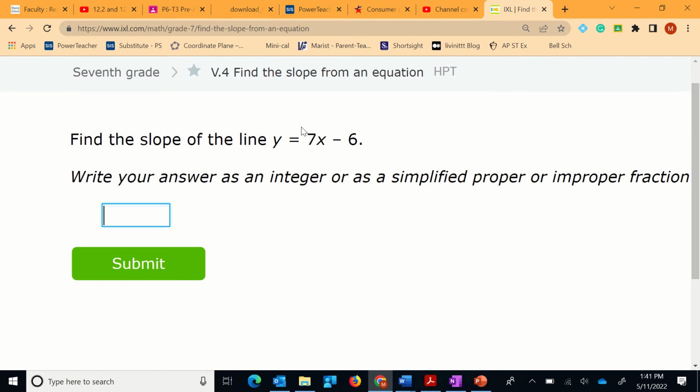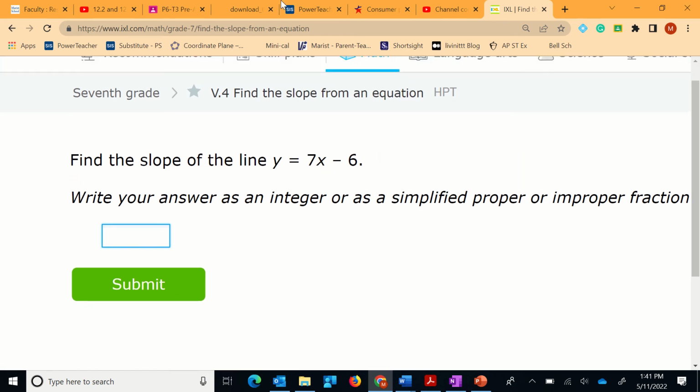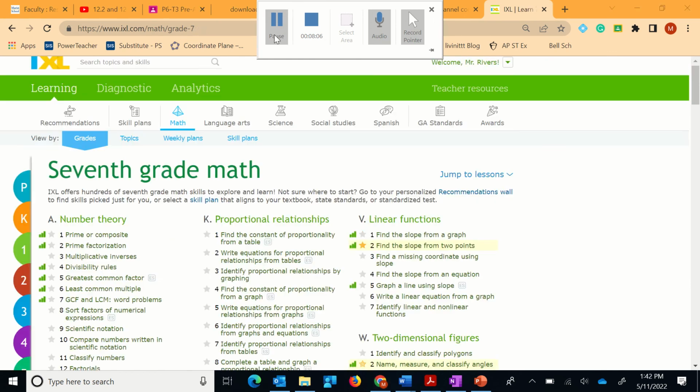These are all in slope-intercept form, so pause the video now, go work V.4, find the slope of each line, y equals mx plus b.